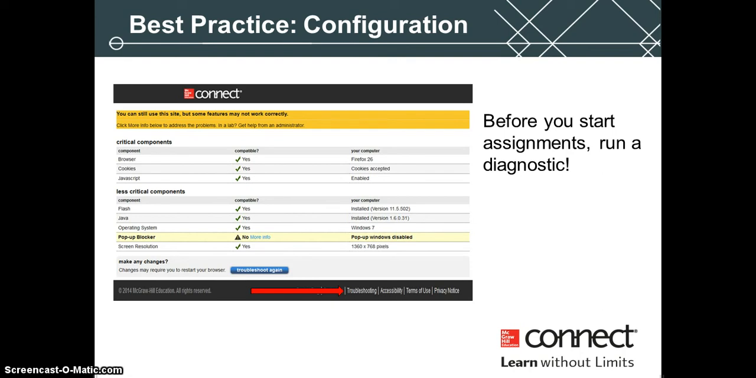If you scroll to the bottom of the Connect home screen, there's a link at the bottom of the screen that says Troubleshooting. If you click that link, now nothing's gone wrong, but this link is going to run a diagnostic on whatever device you are using to access Connect at that time. This diagnostic is going to identify any programs that either need to be installed or updated on your particular device in order to run Connect most efficiently. So these are three quick and easy steps you can take prior to accessing any of the coursework and any of the resources to ensure a smooth experience.